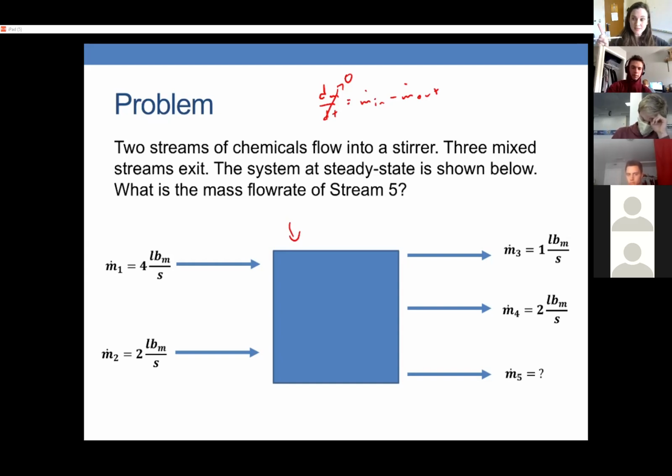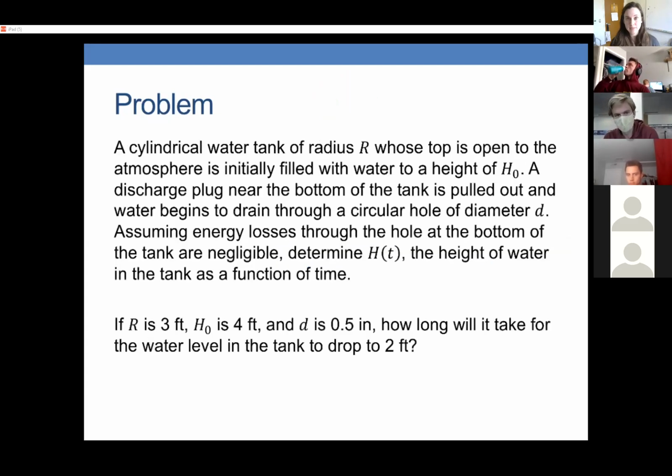But now let's do a transient problem. And that's what we're going to spend the rest of the class on. We're just going to do this example problem and we'll talk about it and any questions you have.